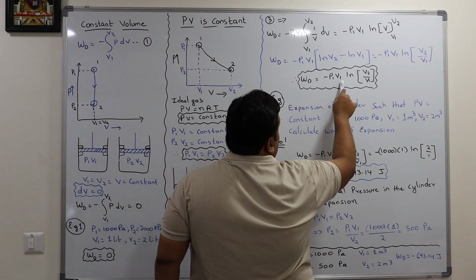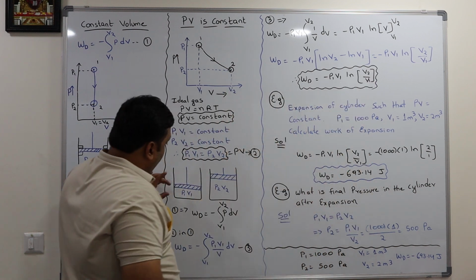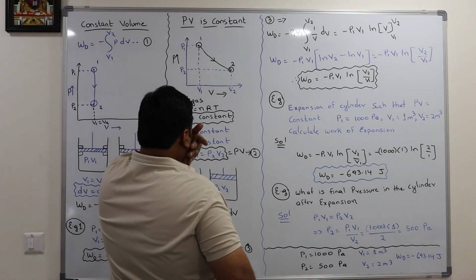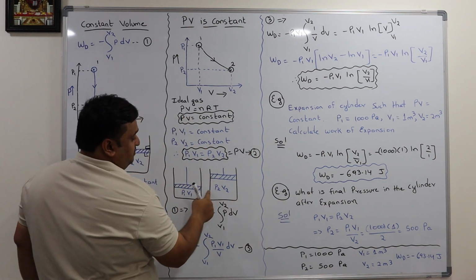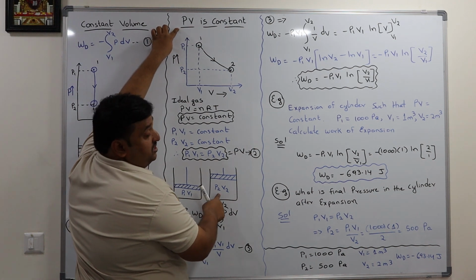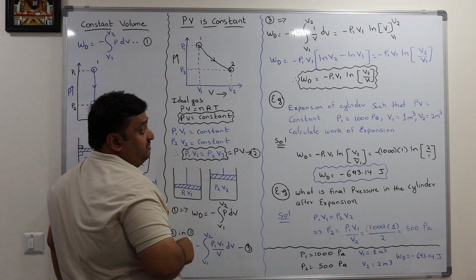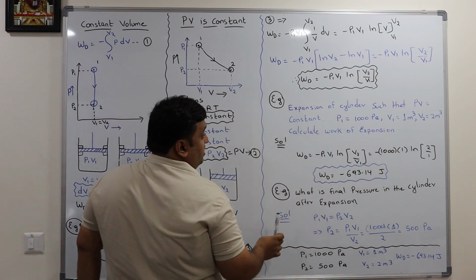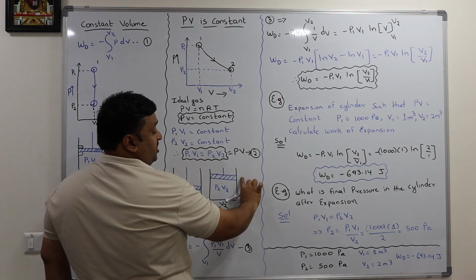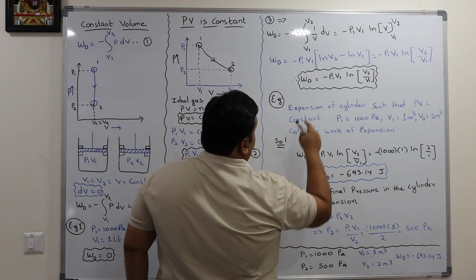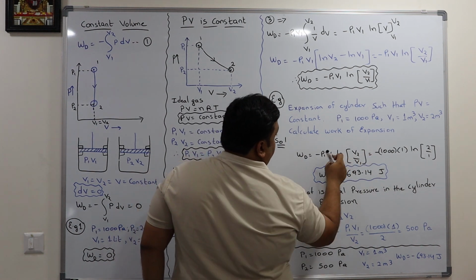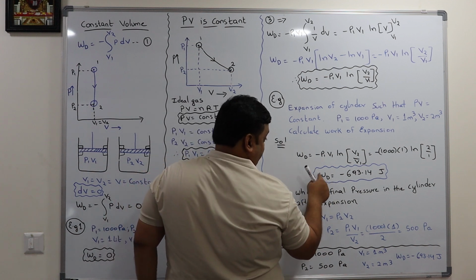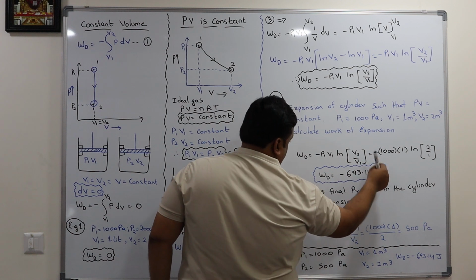That means if you know P1, V1 and V2, you can calculate how much work is involved in this expansion process. So let us take a small example. There is a cylinder that has expanded with this PV equal to constant process, which means you have to use this equation to calculate the work. Given initial pressure is 1000 pascals, initial volume is 1 meter cube, final volume is 2 meter cube. That means it expanded to 2 meter cube. So calculate the work. Let us use this equation. If you substitute P1 equal to 1000, V1 equal to 1, V2 equal to 2, you can calculate the displacement work, which is nothing but minus 693.14 joules.